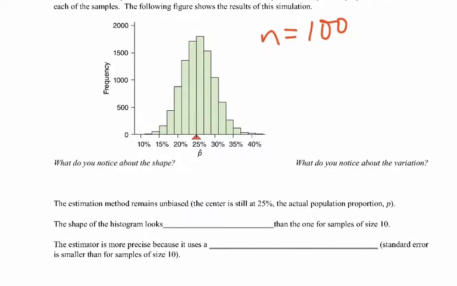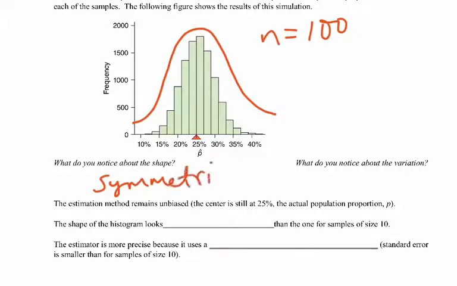So the first thing I hope jumps out at you is that this is almost like a normal distribution. It's definitely symmetric. I'd say roughly symmetric, right? It's not skewed left, skewed right, or anything. It's roughly symmetric, and it actually approaches what will be a normal distribution later on.